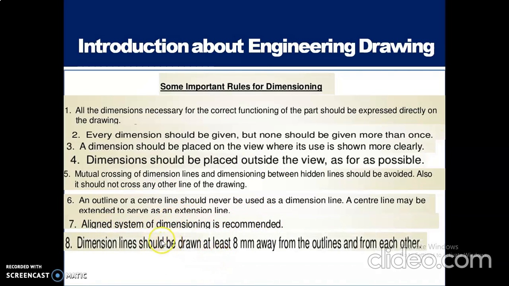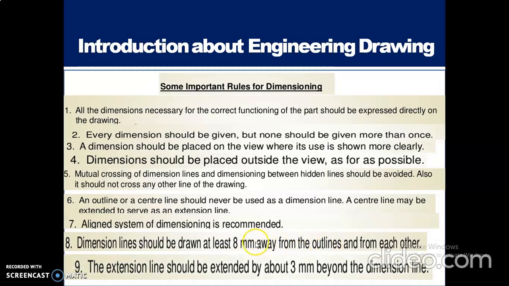Next, the eighth rule. The eighth rule is: dimension lines should be drawn at least 8 mm away from the outlines. This is very important. Suppose we have drawn one figure, and for that we have to draw the dimension lines. Those dimension lines should be drawn at least 8 mm away from the outline of the object.